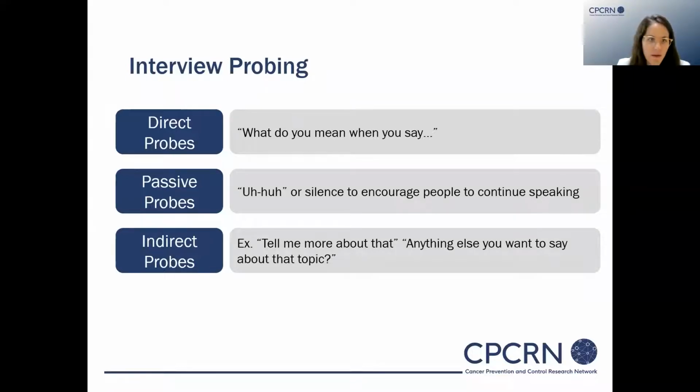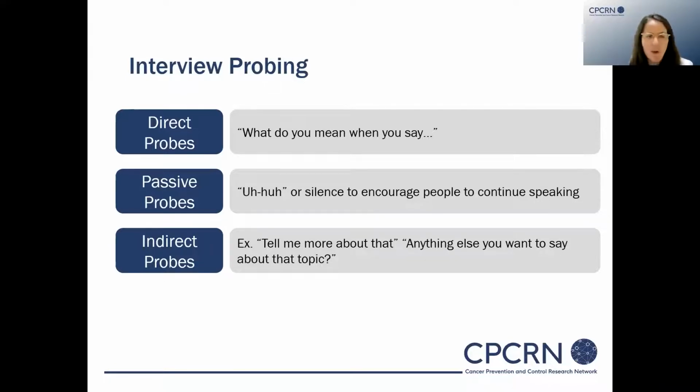So on this slide, I have a few examples of types of probes. One would be a direct probe, where you just ask them to tell you what they mean when they say a specific thing, and you directly follow up on something that they said.